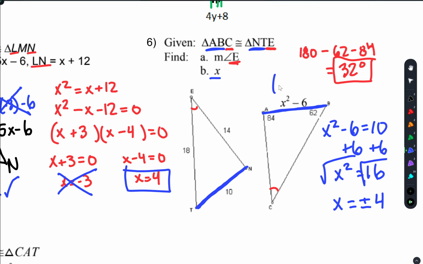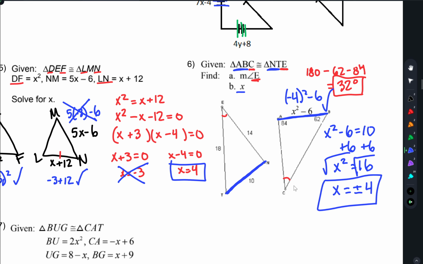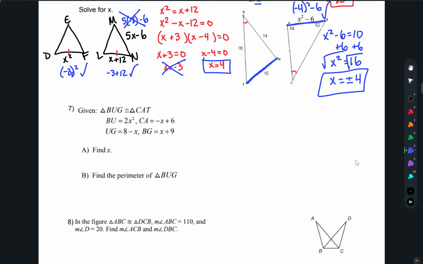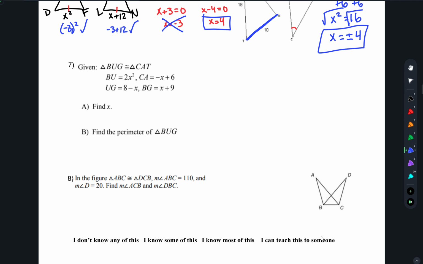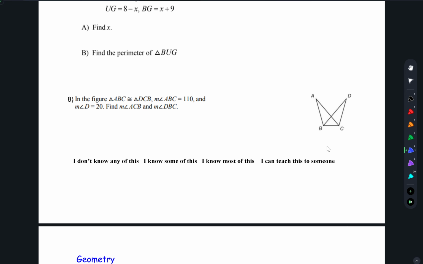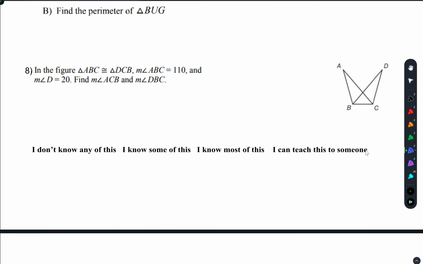And then I'm going to check, because I always want to check my negatives. Does it work here if I do negative 4 squared minus 6? Well, that's 16 minus 6. That's still a positive number, so I'm okay with that being negative. Any questions there? Okay, I'm going to do more skipping. 7 is a factoring problem. I'm going to skip it. You're welcome. Let's look at 8 really quickly.